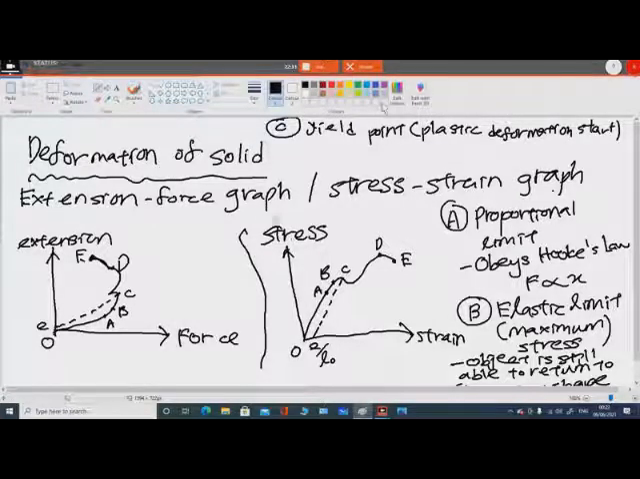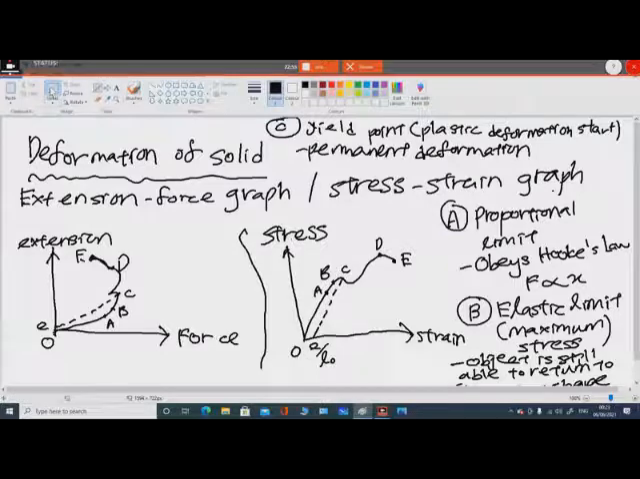From this yield point, we also know that permanent deformation occurs. This is where the permanent deformation starts, and the object will not return to its original state, as the lattice atoms begin to slide over one another. Okay, so this is point C.